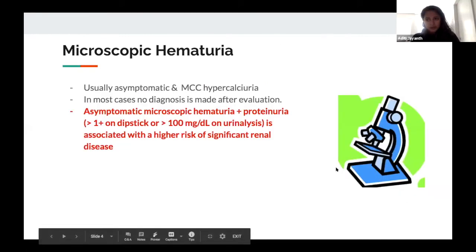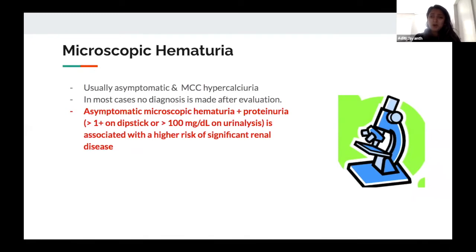So microscopic hematuria is usually asymptomatic. We oftentimes catch microscopic hematuria on children that we do urines on for other reasons. We do urines fairly often, at least in the pediatric population, for many, many reasons. Probably the most common reason is for fever evaluation, depending on how many days they've had a fever, whether we have a source or not, and we'll oftentimes stumble upon this. In most cases, like I said in my first slide, it's usually benign. Usually no diagnosis is made after the evaluation.